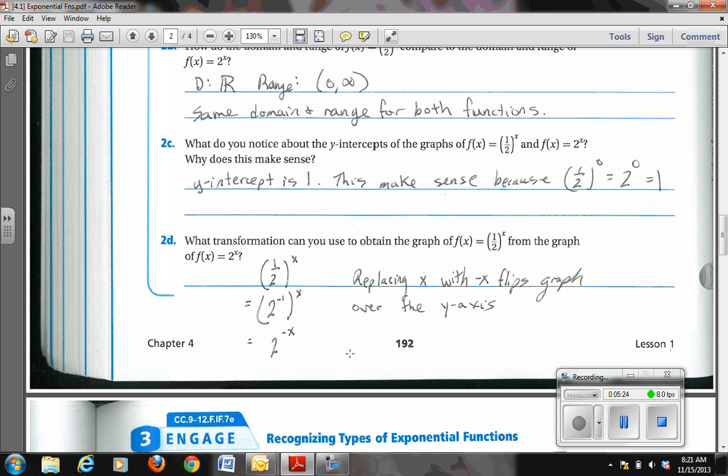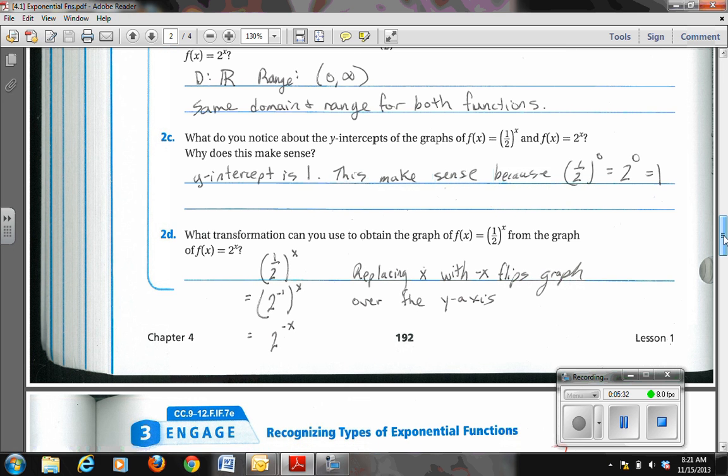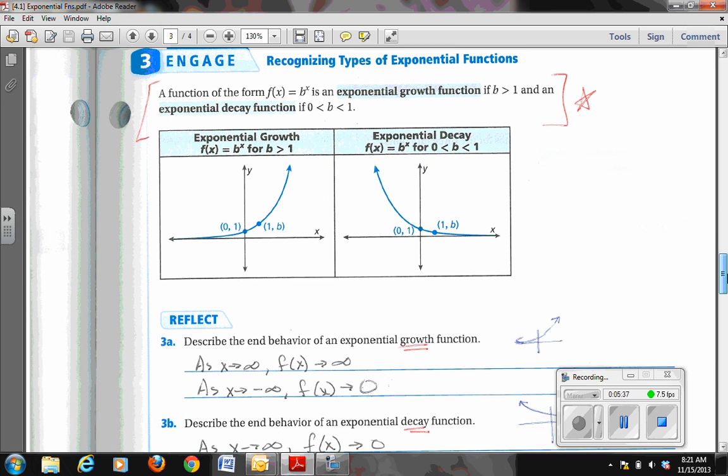So if you're remembering back in chapter 1, when you replace x with -x, that's going to flip it across the y-axis. Okay? So instead of going to the right and up, we go to the left and up. Okay, we're going to move on.